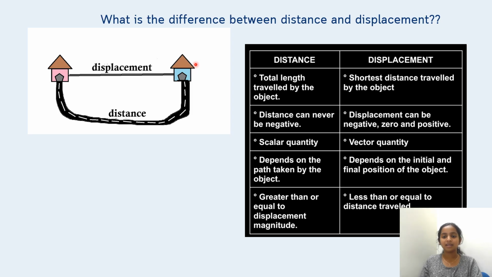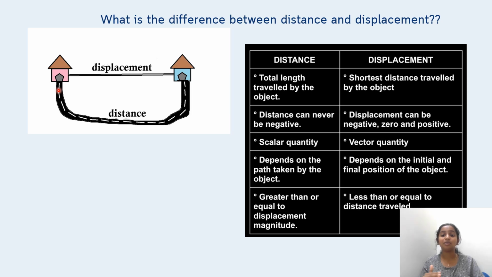Hope that is clear. Now an important question in this part is the difference between distance and displacement. The first major difference is that distance is the total length traveled by the object, or the total path covered by the object. What is displacement? It is the shortest distance traveled by the object. Then distance can never be negative as well as 0. If distance is 0, the object is at rest.